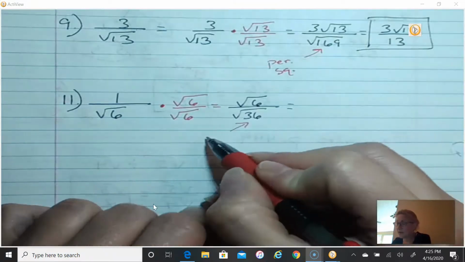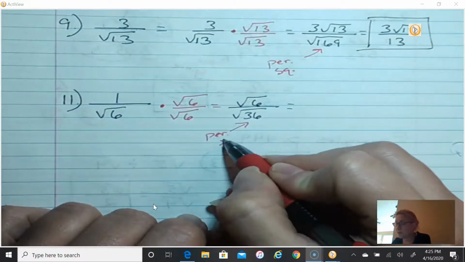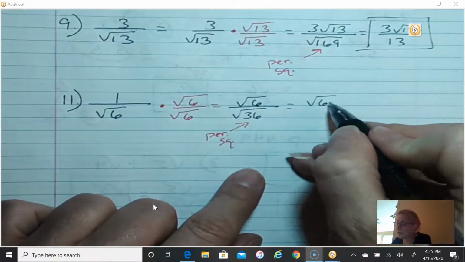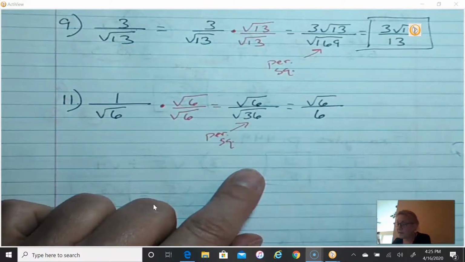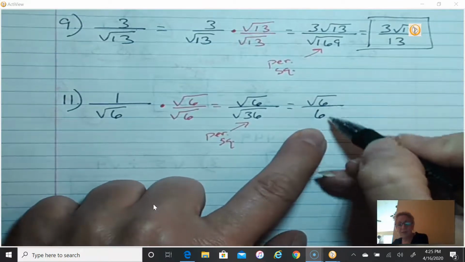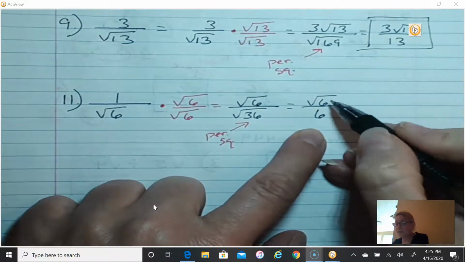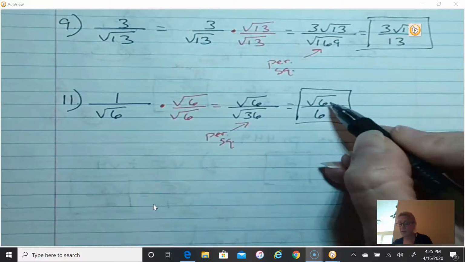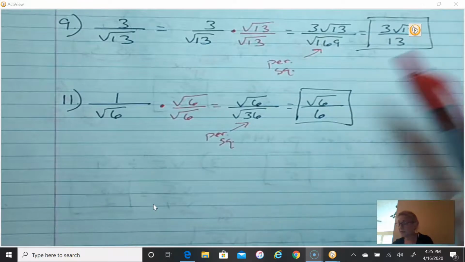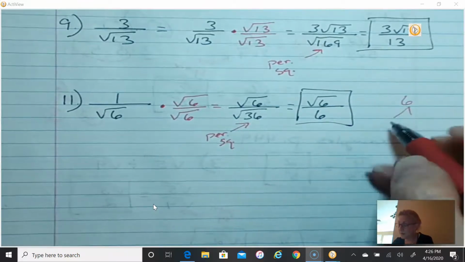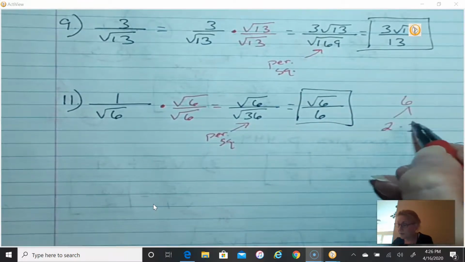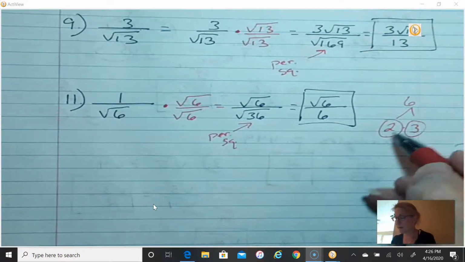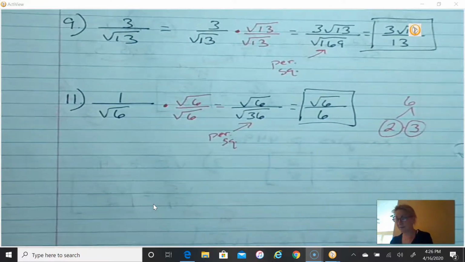I got to keep reminding y'all that. Perfect square. Okay, so then I get that over 6. You cannot divide those anymore because they're two completely different things because of that radical sign. So you are done. There's no simplifying that because, again, look at the factor tree. It's just 2 times 3. There's no pairs. So can't simplify it anymore. It stays the way it is.